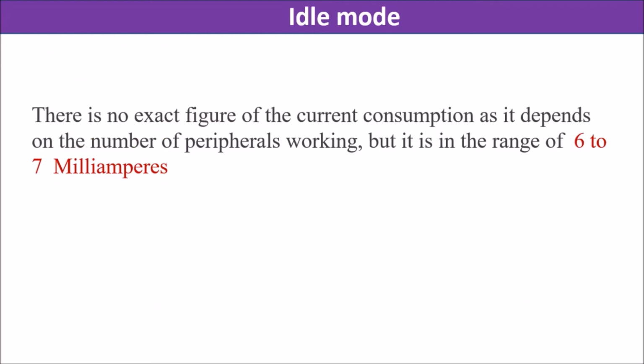There is no exact figure of current consumption, as it depends on the number of peripherals working, how many peripherals you are using, but it is in the range of 6 to 7 milliamperes. In power down mode, it is in microamperes. Here it is in milliamperes.